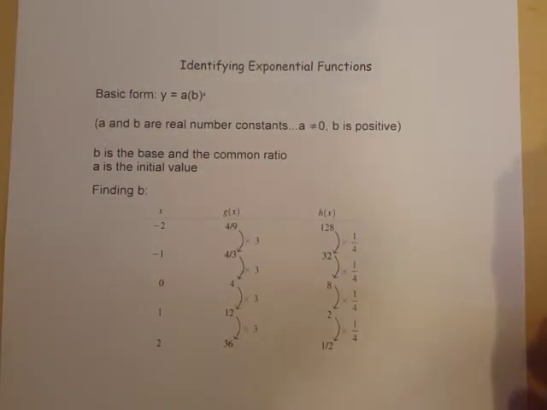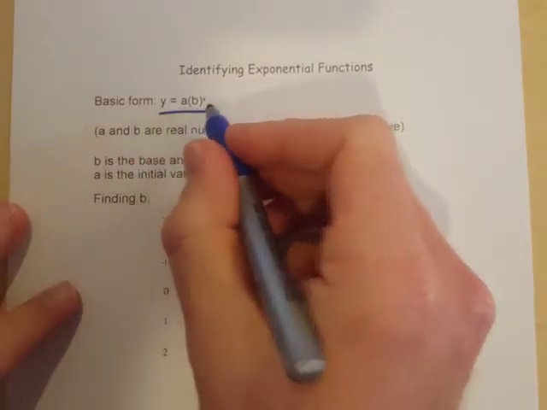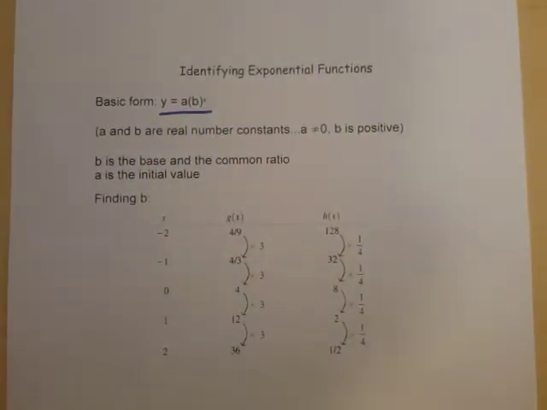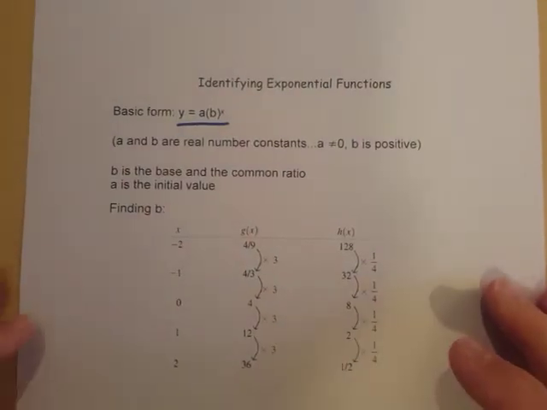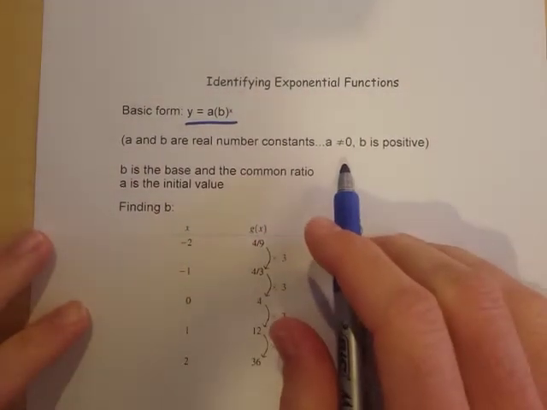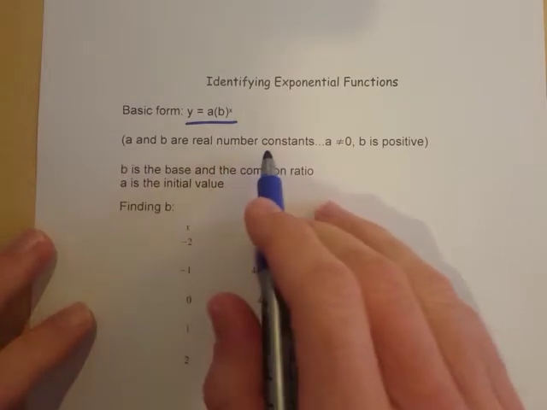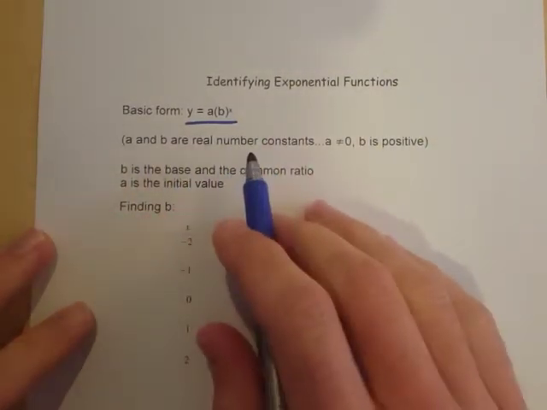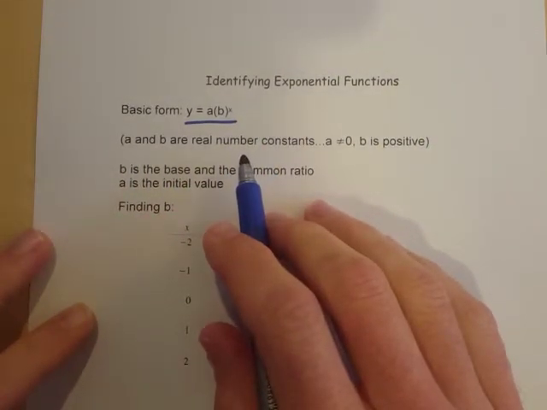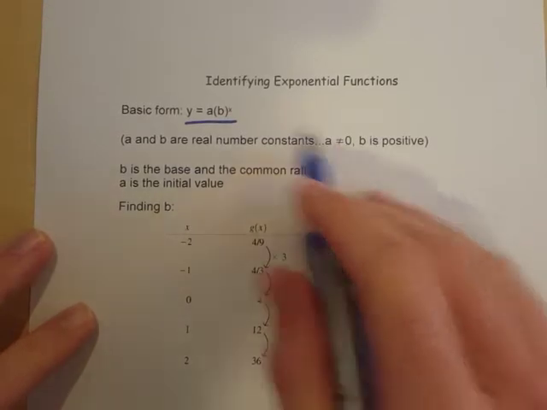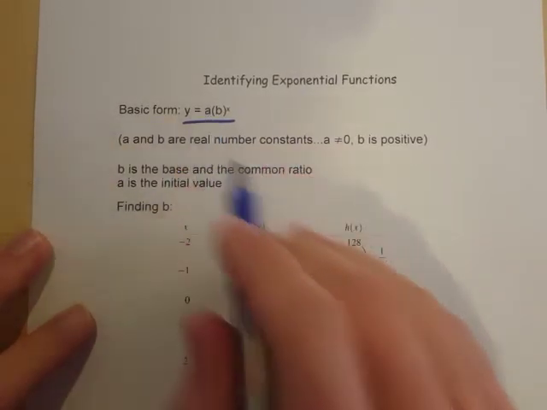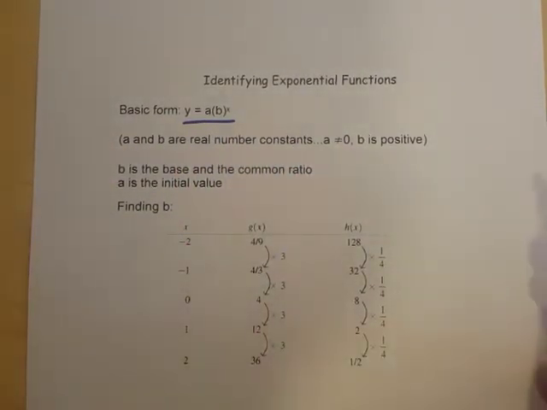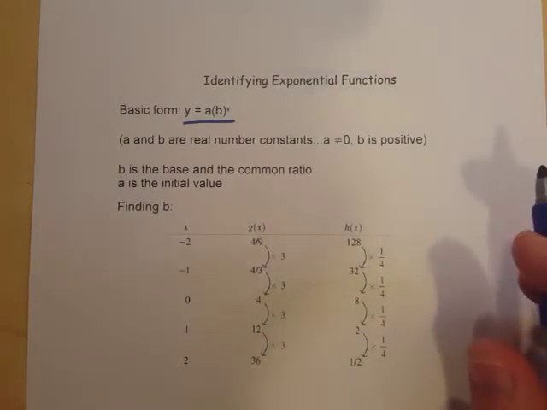So one thing that we need to know about exponential functions is their basic form is y equals a times b to the x. So here's what those different parts are. First of all, a and b are going to be real numbers. If they're not, then this isn't an exponential function. And a is not equal to 0. If this were a 0, then we wouldn't even have anything. It would just be y equals 0, and this equation would not be worth looking at.